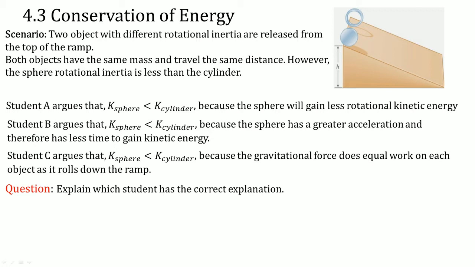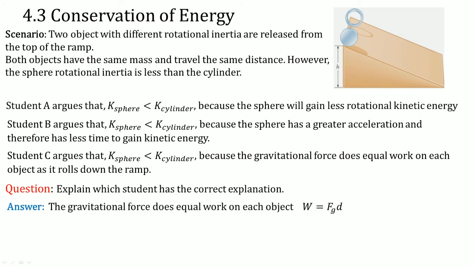Student C argues that the kinetic energy of the sphere is less than the kinetic energy of the cylinder because the gravitational force does equal work on each object as it rolls down the ramp. Explain which student has the correct explanation. The answer: the gravitational force does equal work on each object.